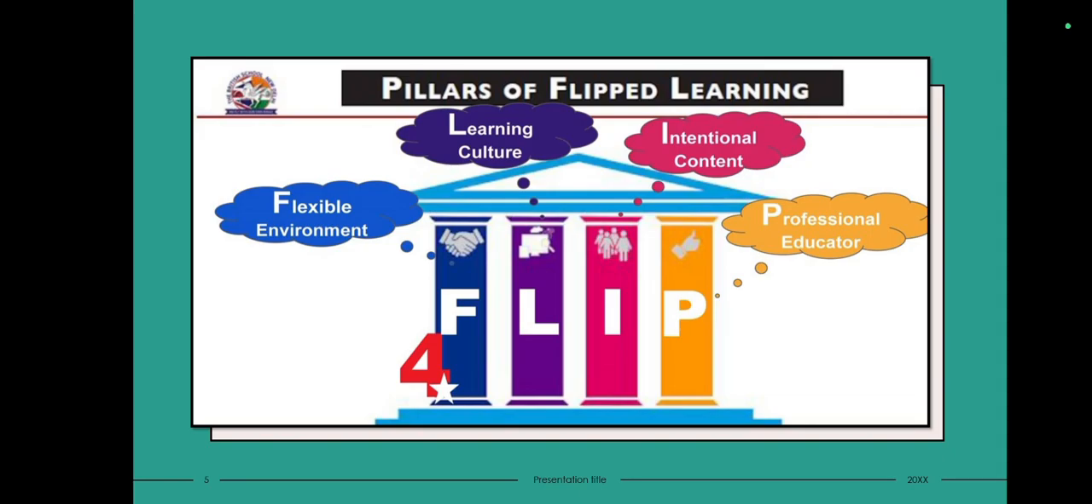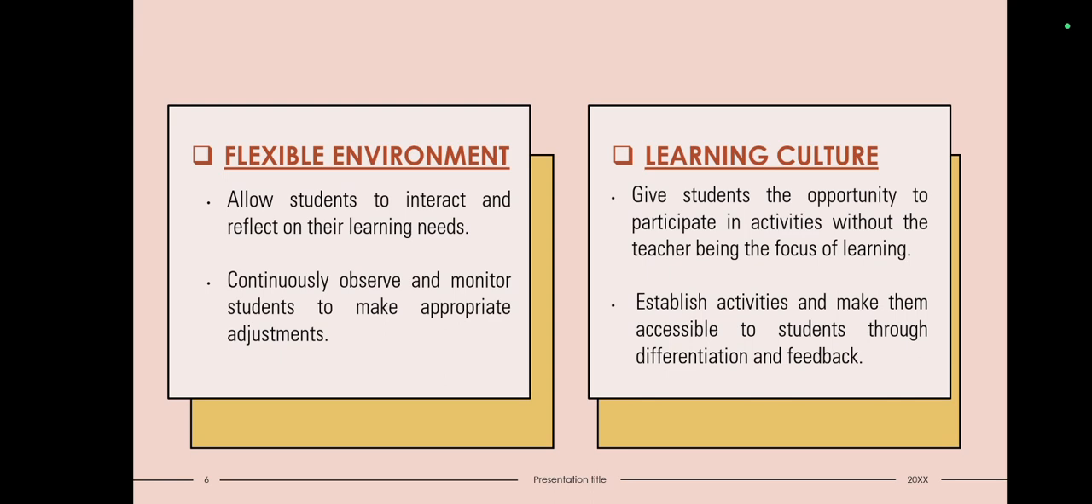There are four pillars of flipped learning, that are flexible environment, learning culture, intentional content, and professional educator. We will see all these points one by one. So first, that is flexible environment. The flexible environment allows students to interact and reflect on their learning needs and continuously observe and monitor a student to make appropriate adjustment. In learning culture, it gives students the opportunity to participate in activities without the teacher being the focus of learning. It establishes activities and makes them accessible to students through differentiation and feedback.